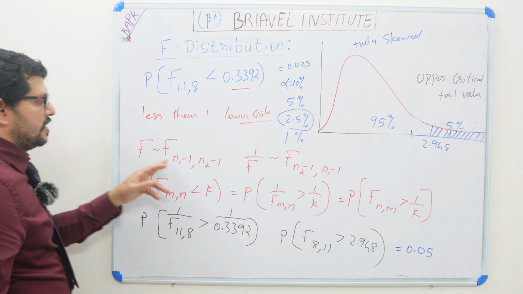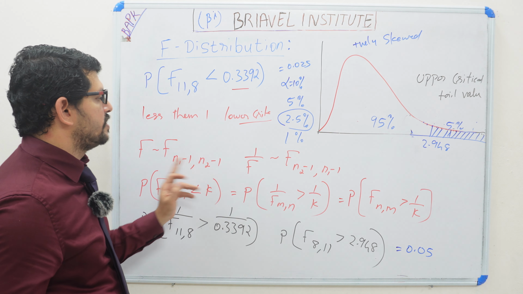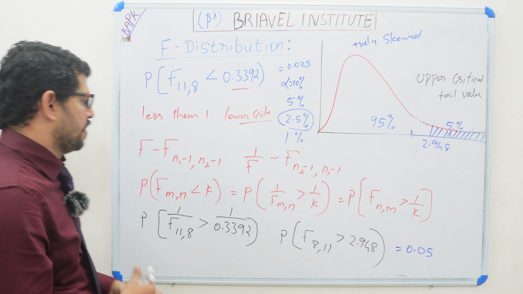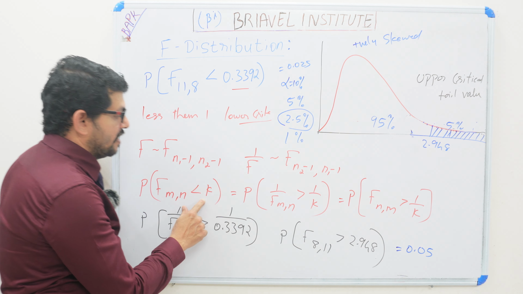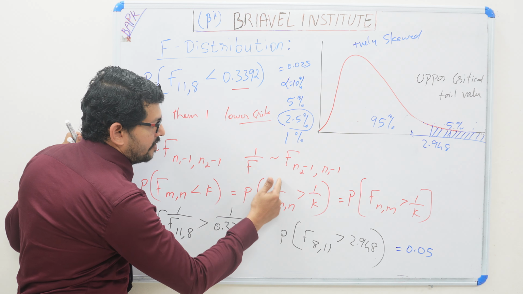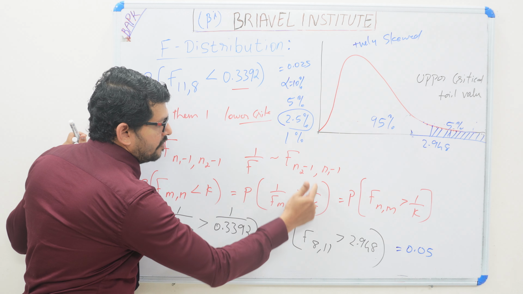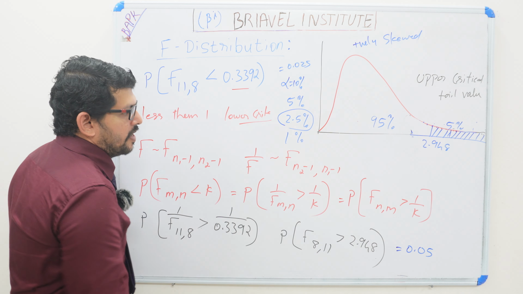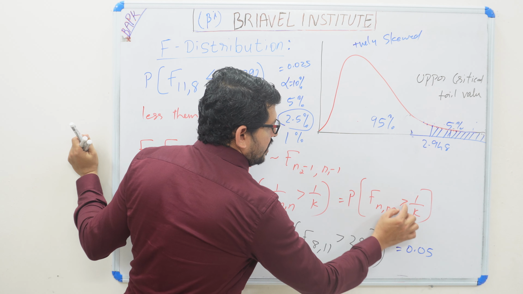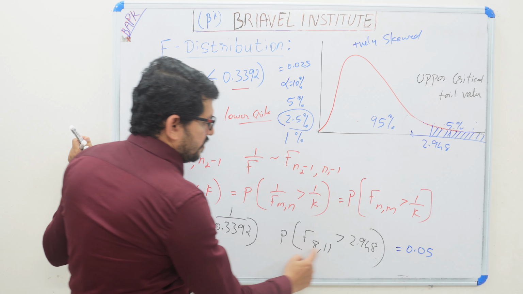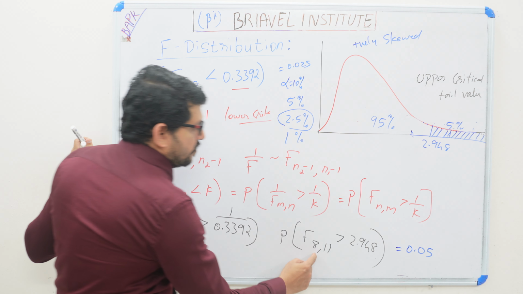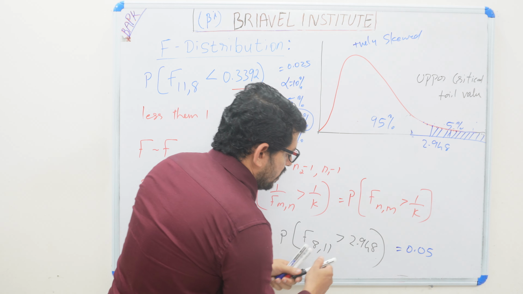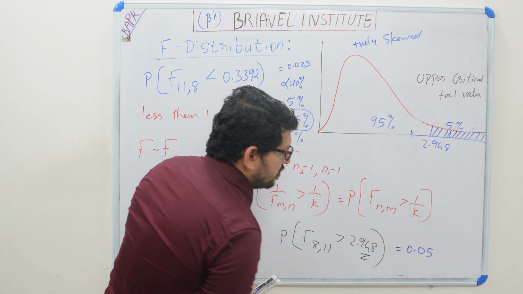So we understood that the degrees of freedom are interchanging. 1 divided by F, we are changing to n2 minus 1 and n1 minus 1. So probability of F(m, n) less than k, the less than is changing to greater than. If we take the inverse, F(n, m) is greater than 1 divided by k. That we did the same way. So interchange, 11 and 8, greater than 2.948. This value we get from the table. It is 0.05.